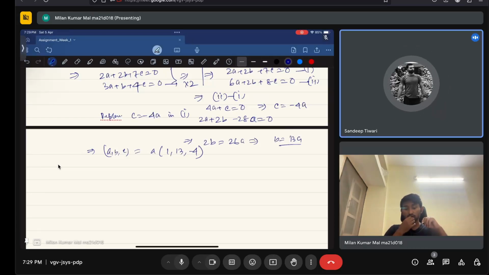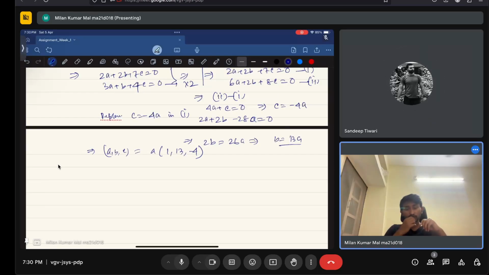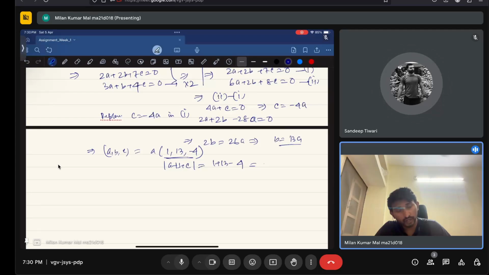Yes, sir. So this is actually the basis element. So you know that total mod of ABC is equal to what? 1 plus 13 minus 4, that is 14 minus 4, 10, right?